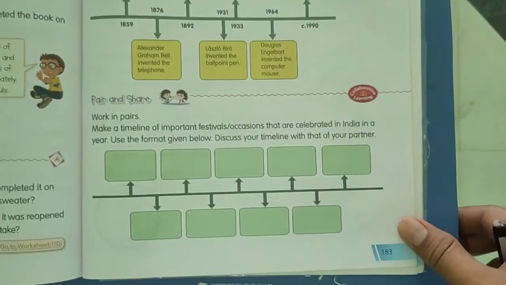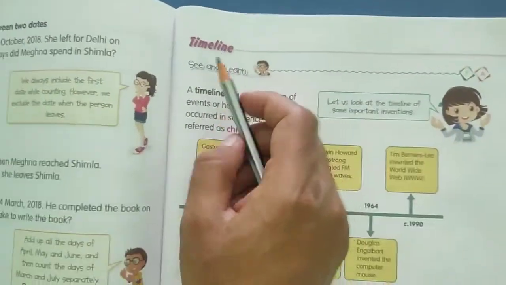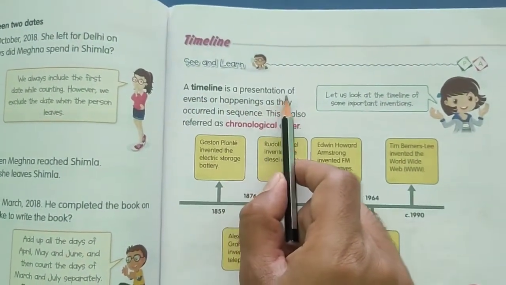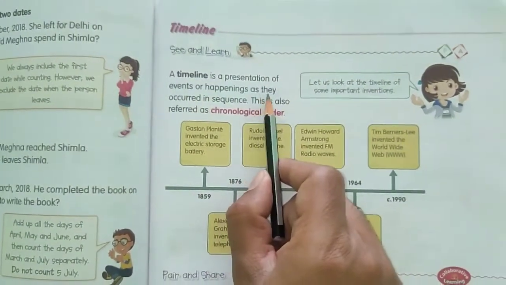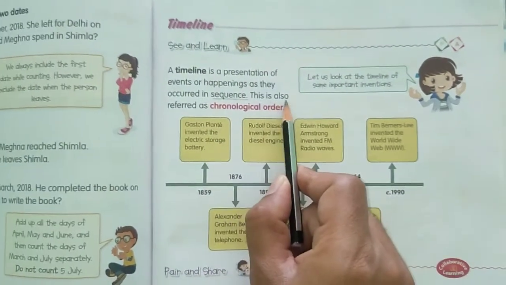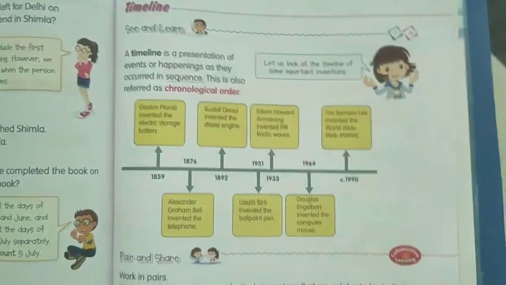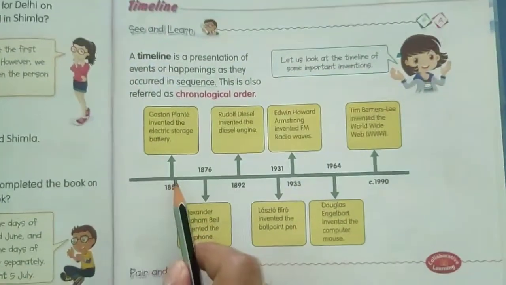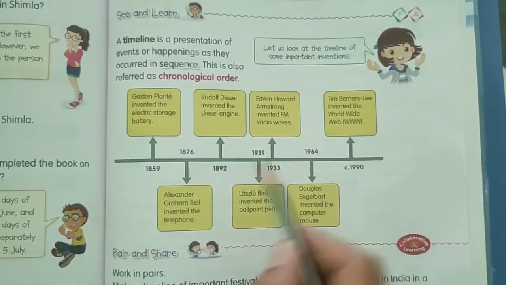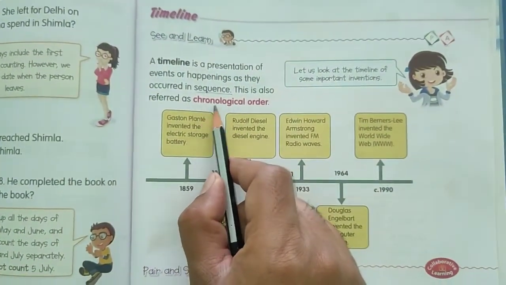Now come to the next page, page number 183. Last point from this lesson, timeline. It is easy to understand. See what is the meaning of timeline. A timeline is a presentation of events or happenings as they occurred in sequence. This sequence word is important here. This is also referred to as chronological order. See here an example is given. These are years actually. So what we do, those events which are happening, we write them in proper sequence or proper order, and that's why it is also called chronological order.